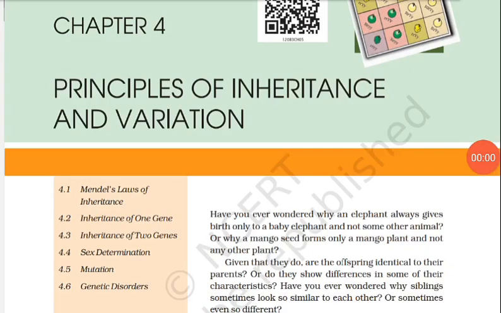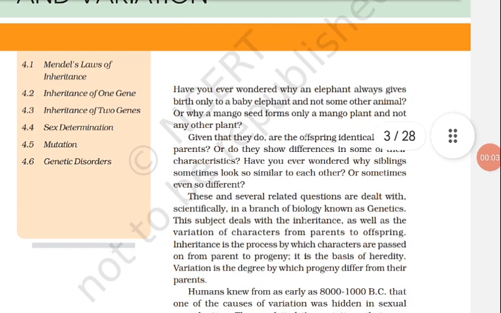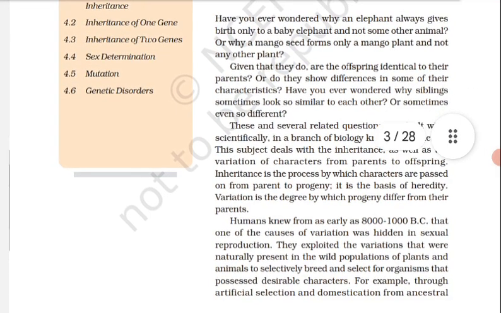So we are starting chapter 4, that is Principles of Inheritance and Variation. So let's start the chapter. Have you ever wondered why an elephant always gives birth only to a baby elephant and not some other animal?